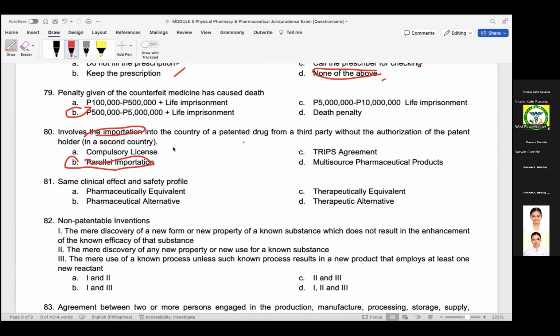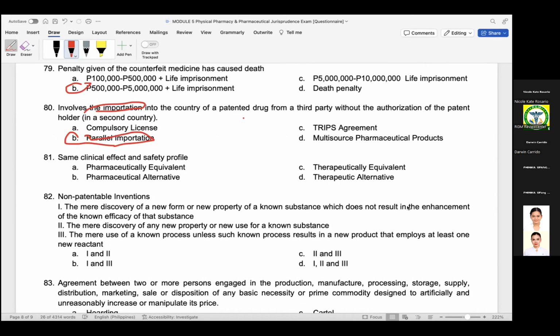Next, number 81, same clinical effect and same safety profile. A, pharmaceutically equivalent. B, alternative. C, therapeutically equivalent. Or D, alternative. The correct answer is, in number 81, hindi necessary na pareho sila ng API dito. Same lang ang effect, sabi dito, and safety profile. So, ibig sabihin, kung effect lang yan, therapeutics yan. Therapeutically equivalent. Letter C. The correct answer in number 81 is letter C.